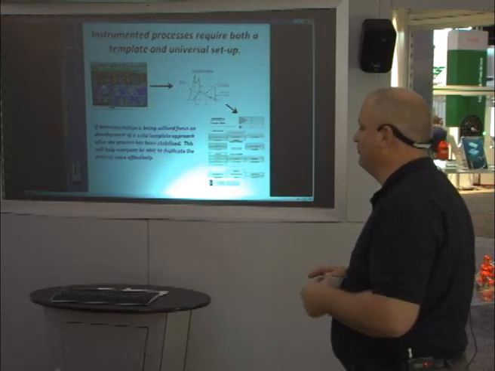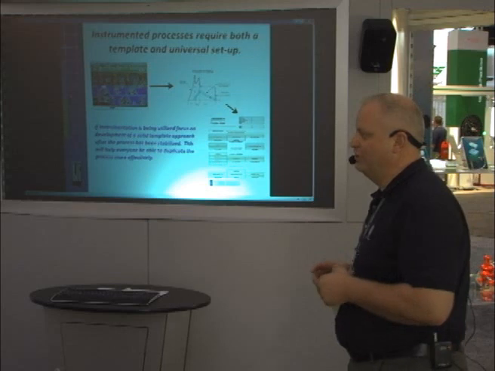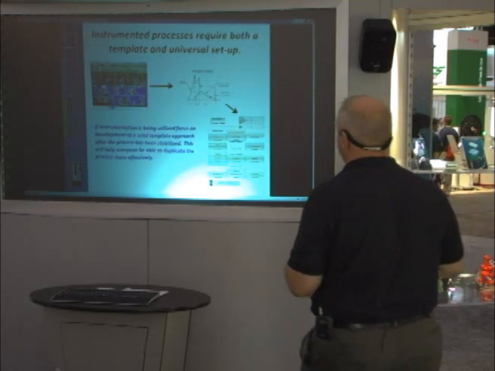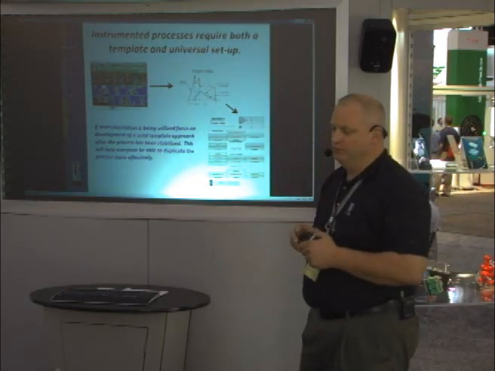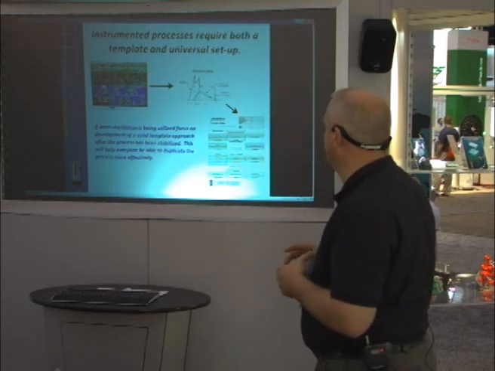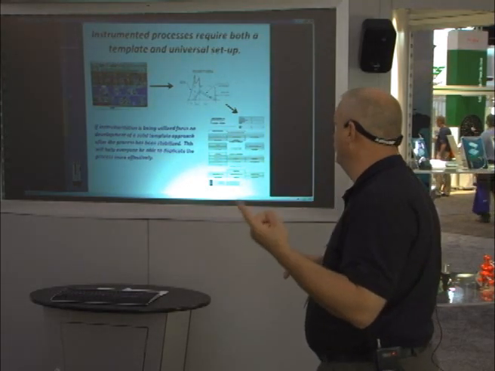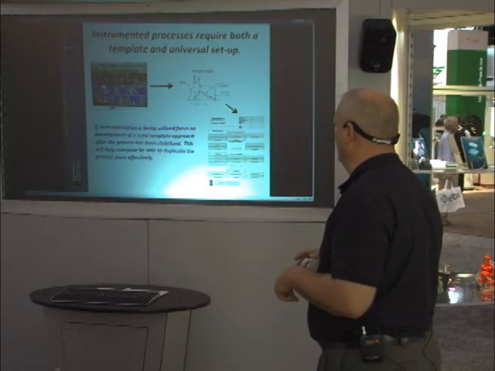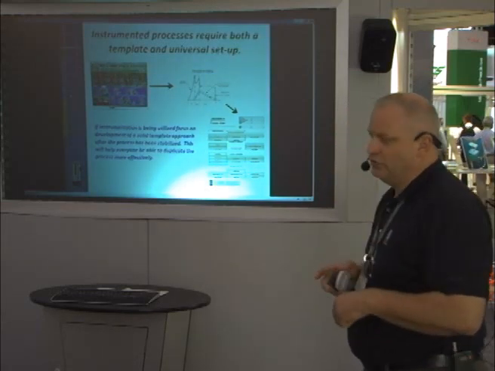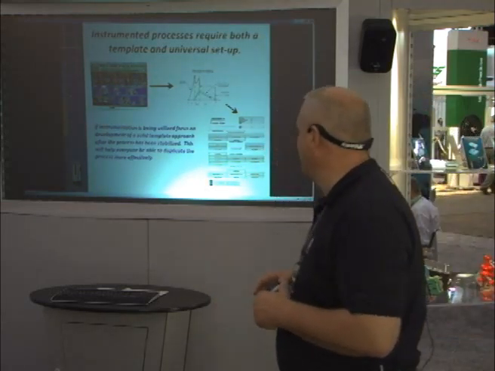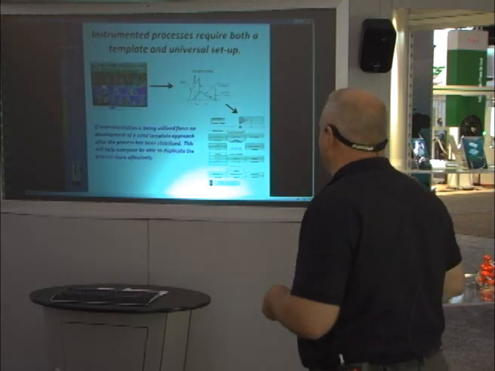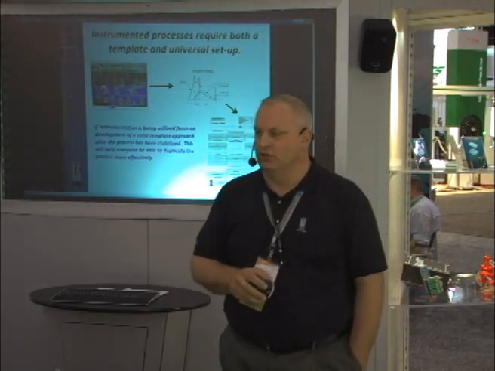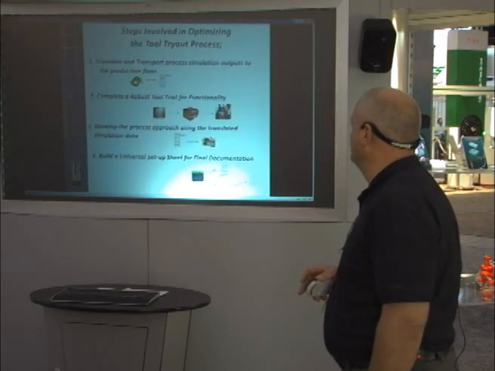Some of you out in the audience I've actually worked with on cavity pressure details around building templates and things, and you guys are having some pretty good luck with those templates right now, duplicating processes. So if I'm going to run an instrumented process, I need to focus on having both a good template and a universal setup derived from the data that I transported to the floor. So if instrumentation is being utilized, focus on a development of a solid template approach after the process has been stabilized. This will help everyone be able to duplicate the process more effectively. So ultimately, this is an instrumented approach, okay?